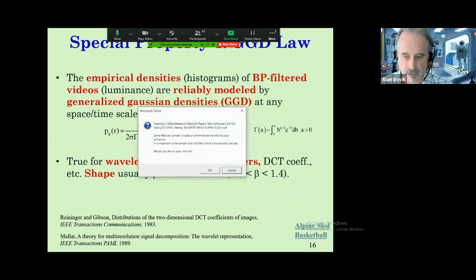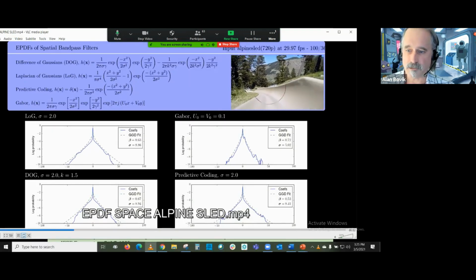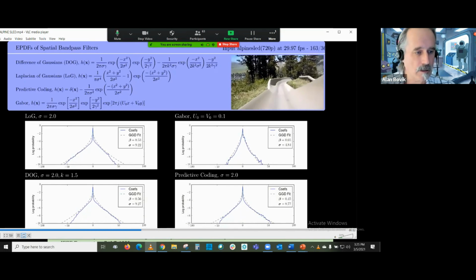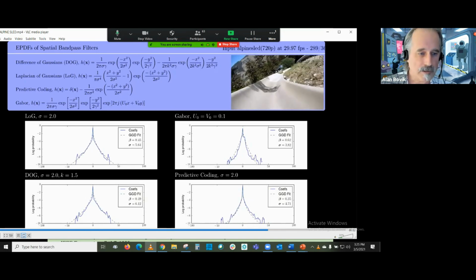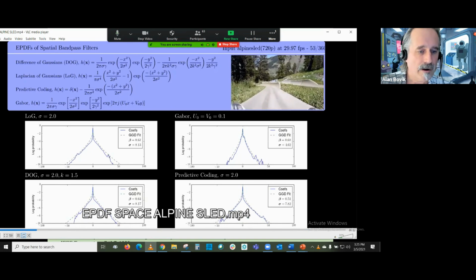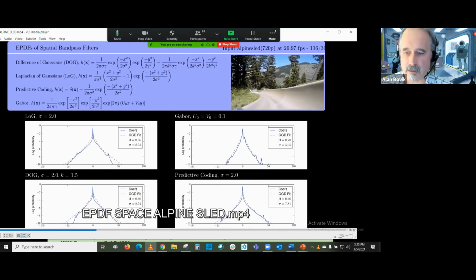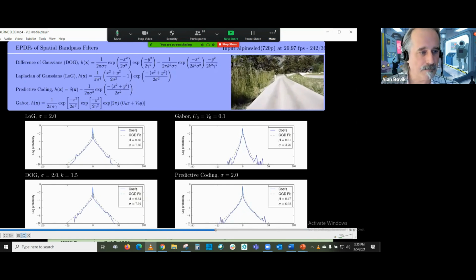Here's a couple of videos again showing examples of this. This is the sled. It's going down the hill. This is again on a log scale, and you can see the dotted line is the true generalized Gaussian, whereas the empirical data is a close fit over all the frames. This is for 4 different kinds of bandpass filters.